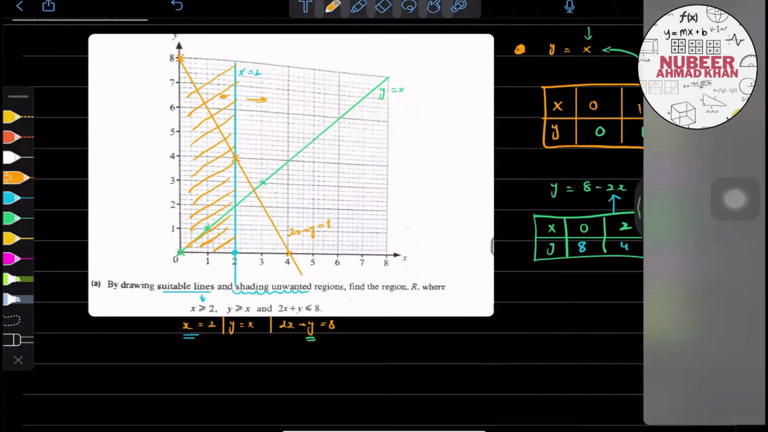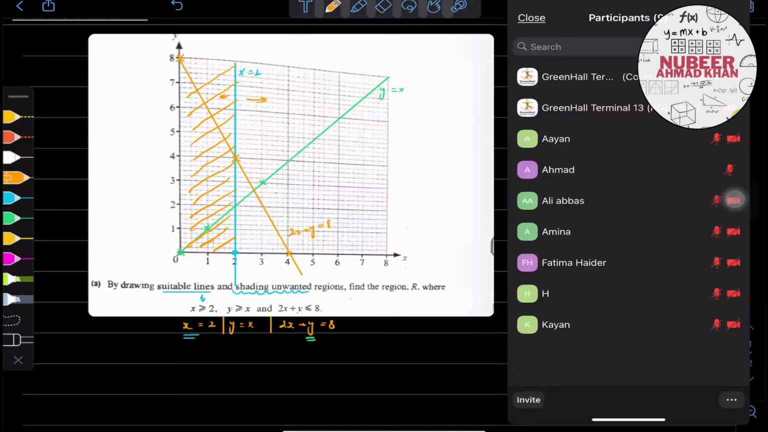Tell me, did you understand this first point or not? Yes, sir. Okay. When you look at the second one, it says y greater than or equal to x. So this was the line y equals x. Greater means above the line or below the line? Above the line, sir. So below the line would be the unwanted region, so I would shade this unwanted region.